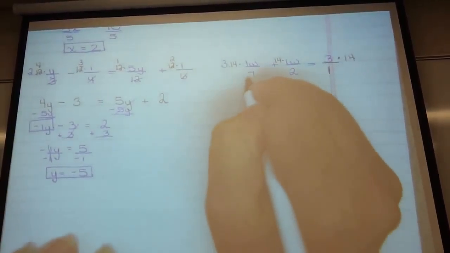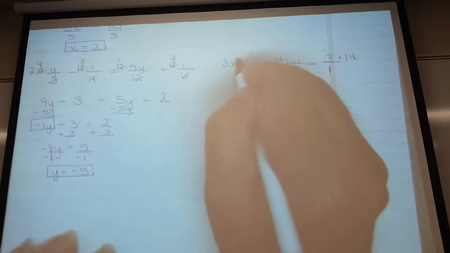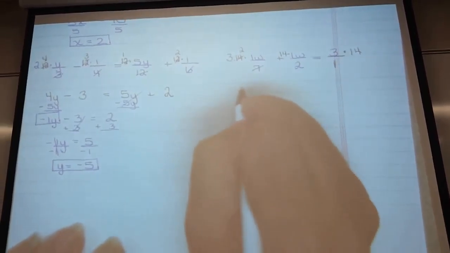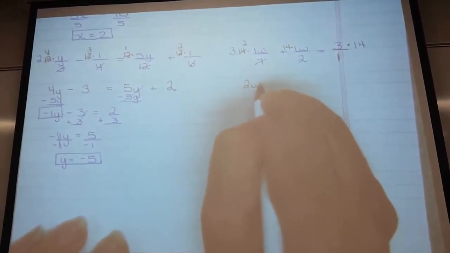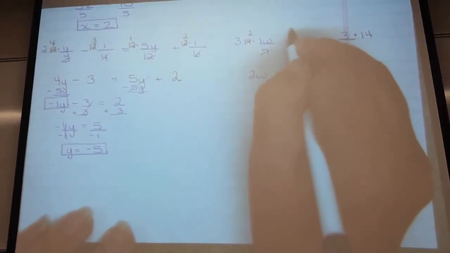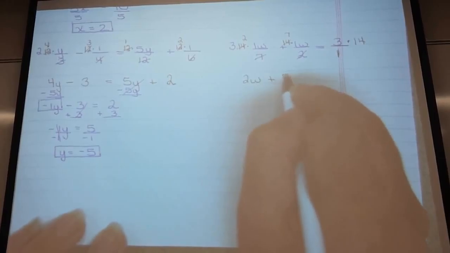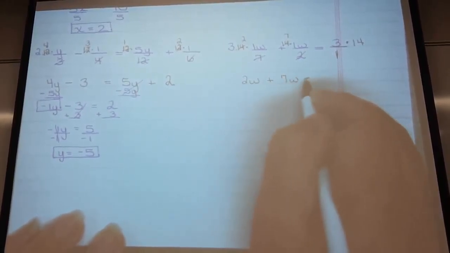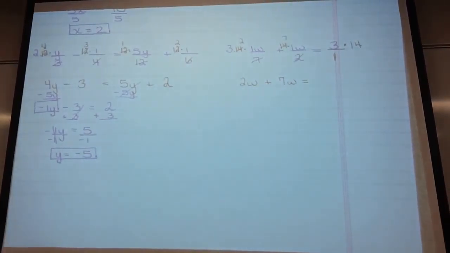I'm just going to clear the fractions. That's the new part. I just want to make sure you can do it. First one should have been 2W. Second one should have been 7W. What did you get for the last number?